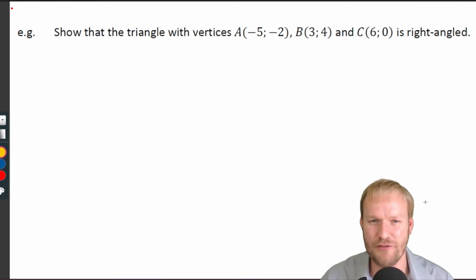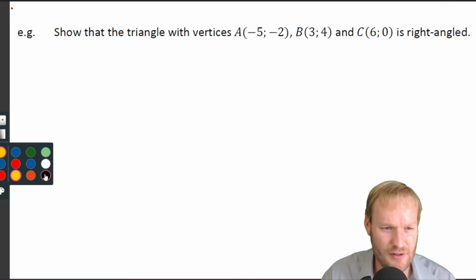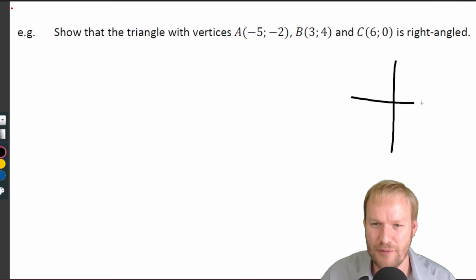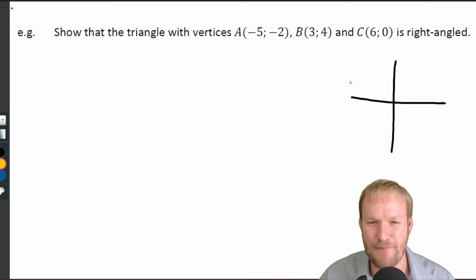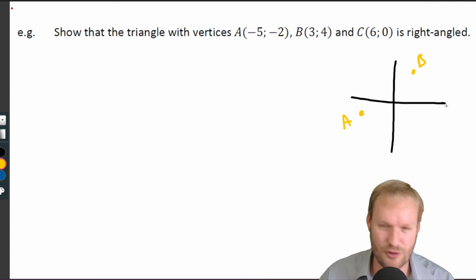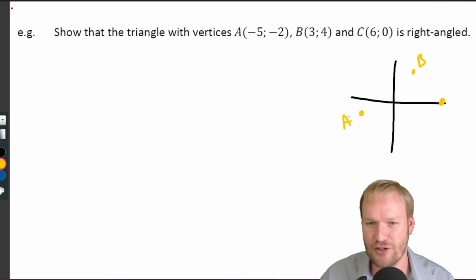Show that the triangle with vertices ABC is right-angled. Okay, so sometimes a sketch is useful, maybe not. Our last sketch didn't seem to help us too much. A is -5, -2, somewhere over there. B is 3, 4, somewhere up there. And C is 6, 0. Maybe it's more over there, I'm not sure.